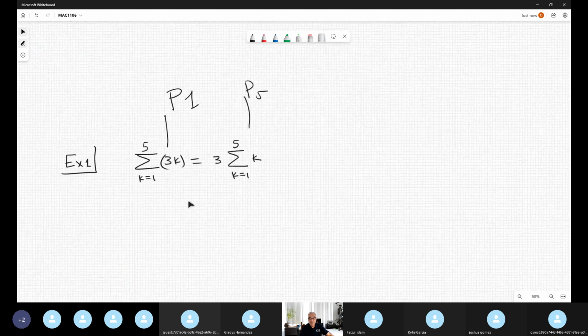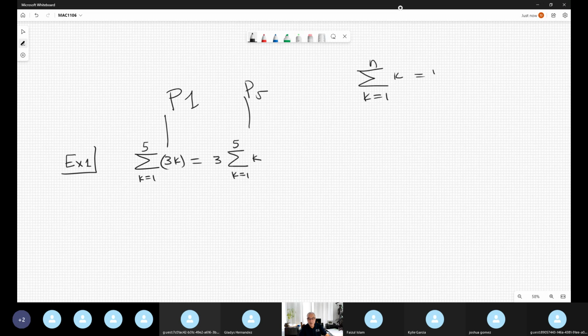Let me copy the formula here. Summation from K equals 1 to N of K is equal to N times (N plus 1) divided by 2. In our specific example, N is 5. So it's 3 times 5 times 6 over 2. Where does this 5 come from? N is 5, and 5 plus 1 is 6. This is 30 divided by 2, 15, times 3, 45. Boom.